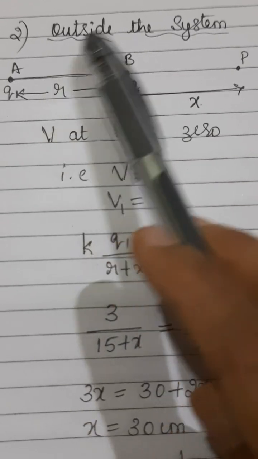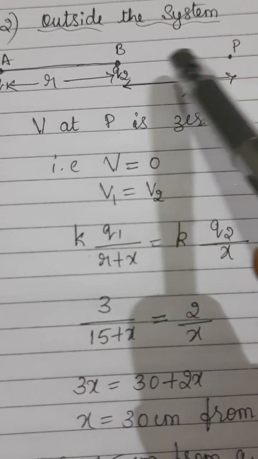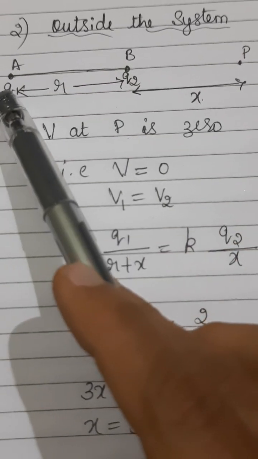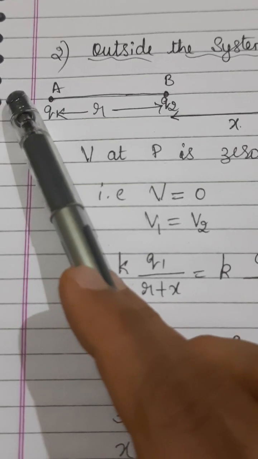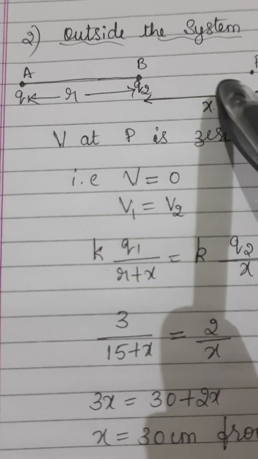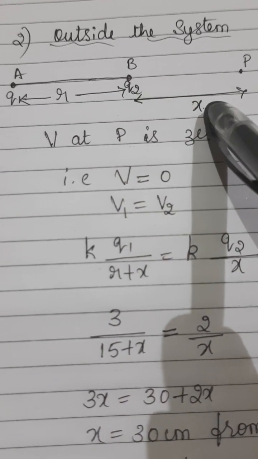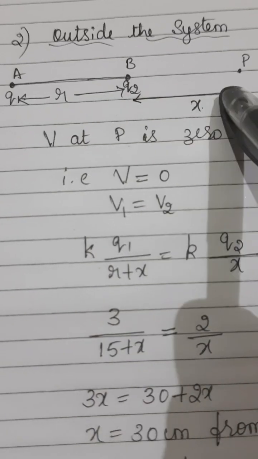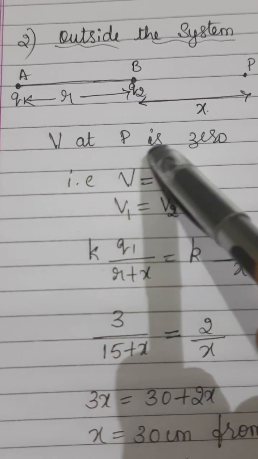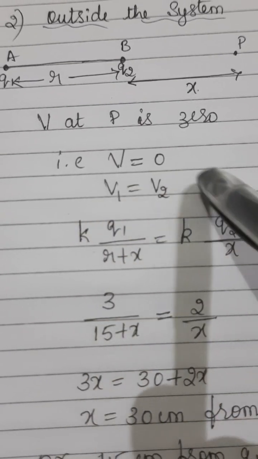Now let us consider the second point, which is outside the system. So if point P is outside the system, it may be closer to B or closer to A. You can write P somewhere here, or you can also write this side, either left side or right side. So let it be at a distance x from Q2. Even you can write x is a distance of P from A. So now total potential at P is 0 means V1 is equal to V2. You equate the equation for V1 and V2.